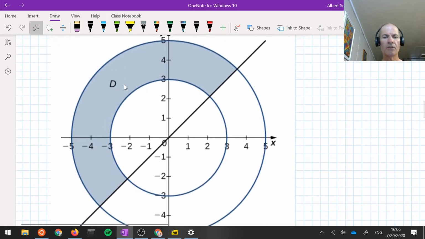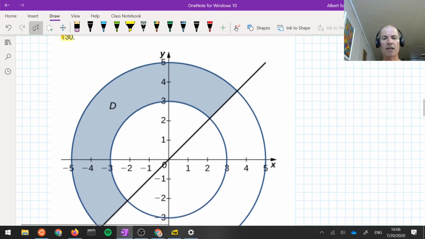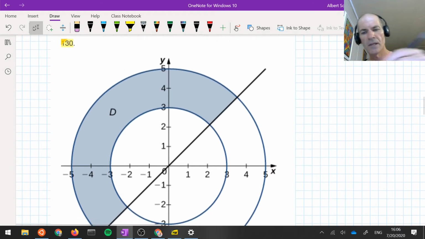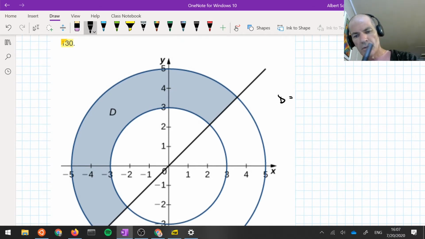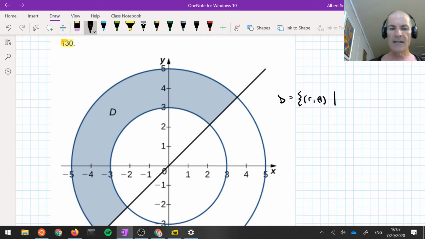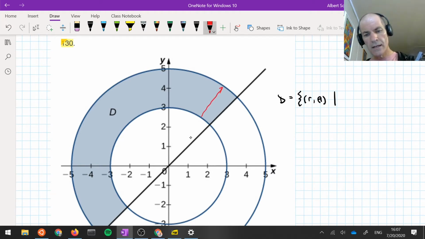Moving on, we now have this sort of arc or arch of area in the form of D. Let's look at this and figure out what are the r and theta parameters that describe this region. So D in polar coordinates, r and theta, has to satisfy the following conditions. We see that r always goes from 3 out to 5. So a condition that certainly marks this particular set is 3 less than or equal to r less than or equal to 5.